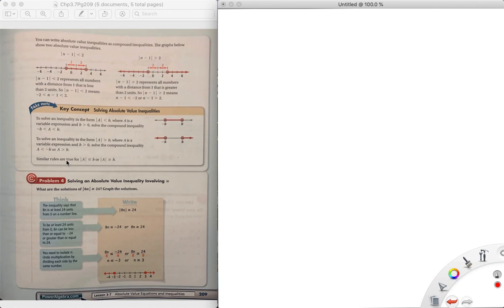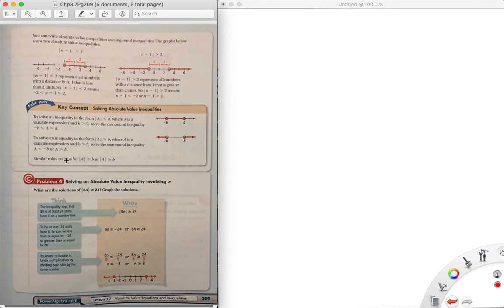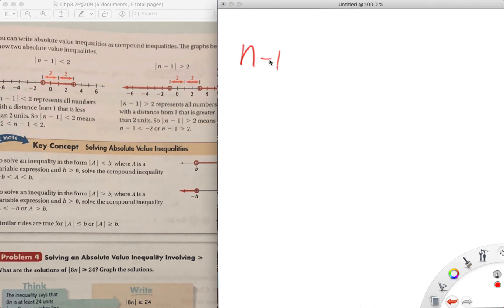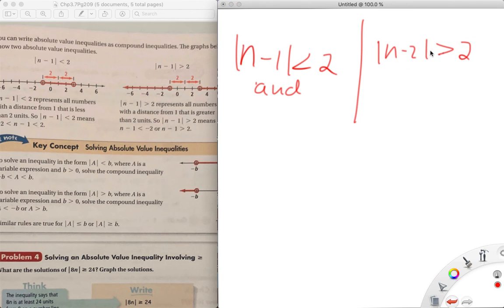All right. Inequalities. We have two scenarios. If you have a scenario where your inequality is less than in the beginning, this is an AND compound inequality. If you have a scenario where it's greater than here, then you have an OR compound inequality.